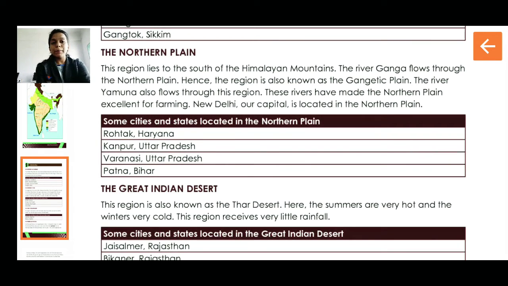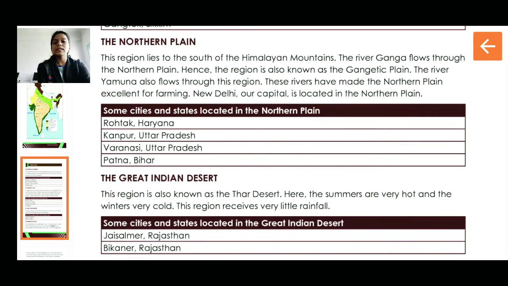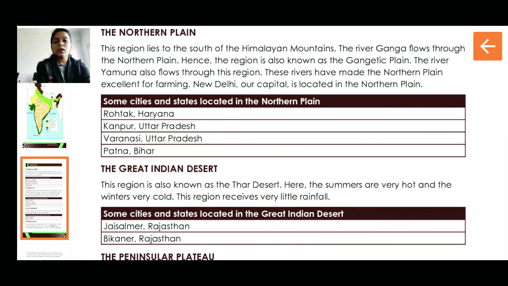New Delhi, our capital, is located in the northern plains. Now again they have given you some cities and states which are located in the northern plain. Which are those? Rohtak, Haryana, Kanpur, Uttar Pradesh, Varanasi, Uttar Pradesh and Patna, Bihar. So these are some cities and states located in the northern plain.